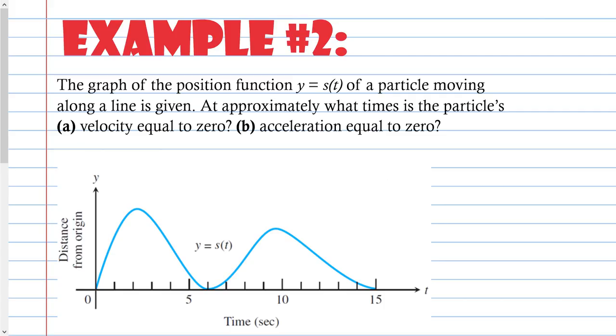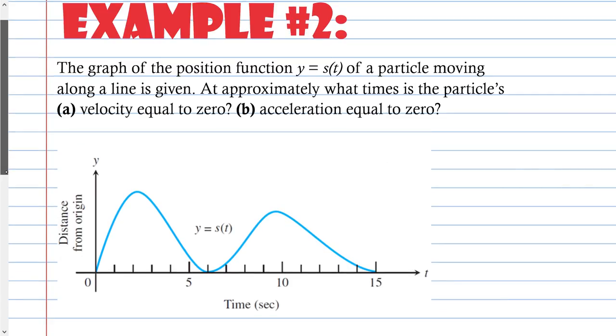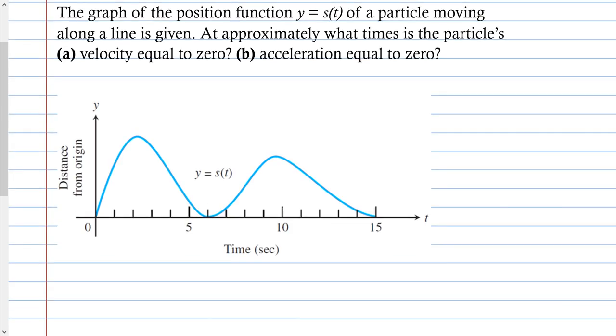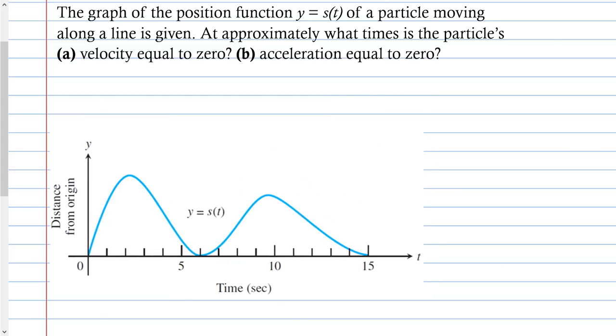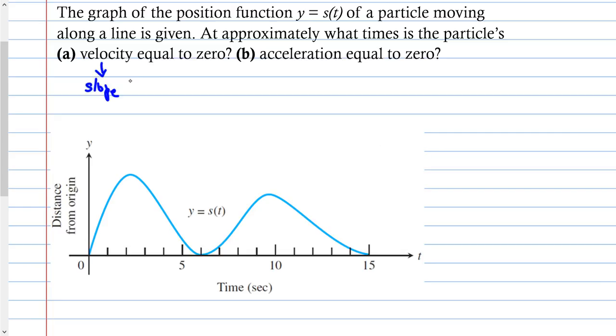Example 2. The graph of the position function y equals s of t of a particle moving along a line is given. At approximately what time is the particle's velocity equal to 0 and acceleration equal to 0? Okay, so this is made way easier just by translating some of these words. Oops, that's not what I meant to do. I meant to move it. So, velocity. What is it? And I'm hoping you're saying to yourself, first derivative, right? Slope, first derivative.